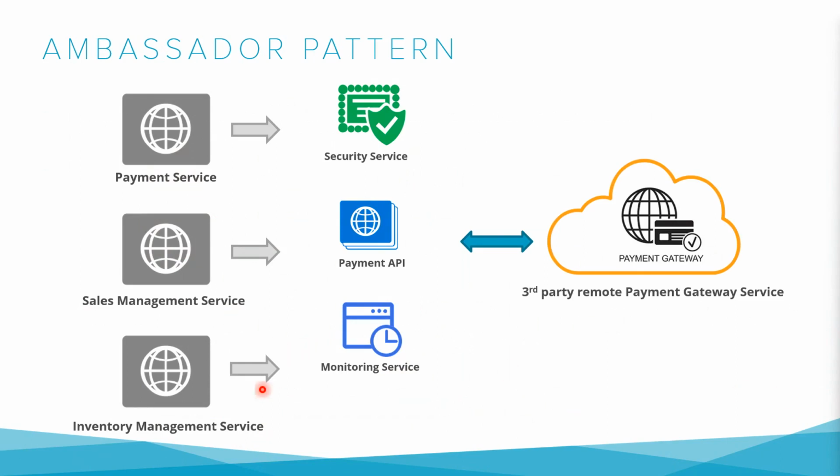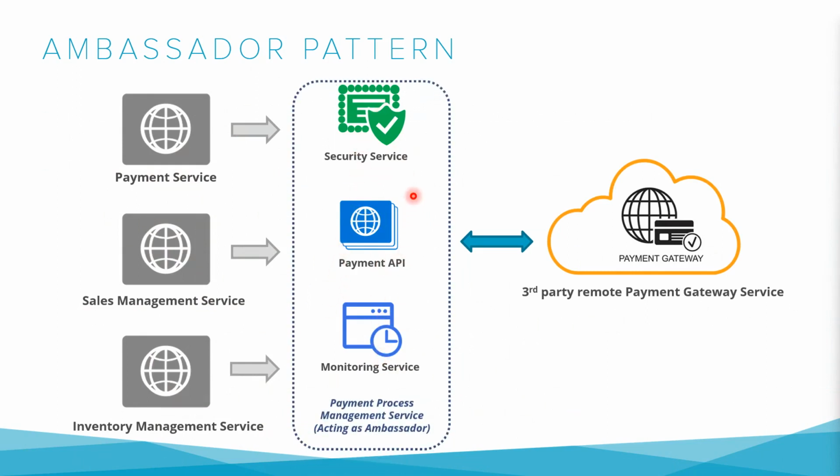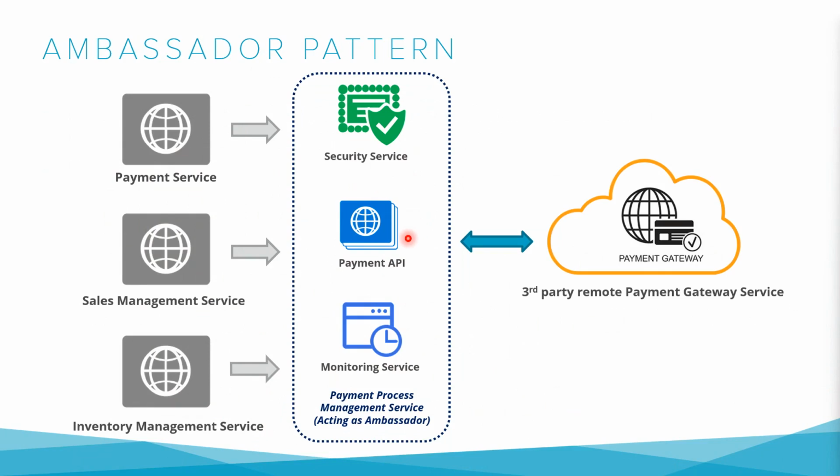If we think of these three services as a sidecar, then we need to add all these three in each module. Correct? Or else we can do one thing. We shall wrap these three services into a common container. We call it the payment process management service. This is the ambassador, where all the main modules will communicate independently and the rest will be taken care of by the intermediate container itself.